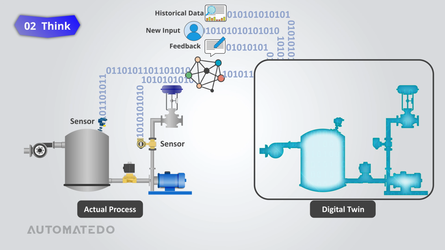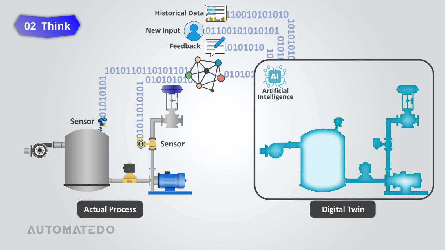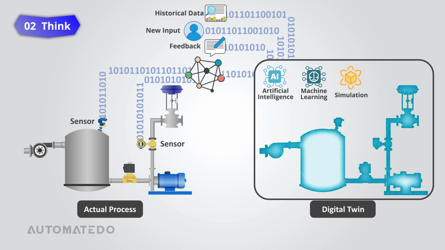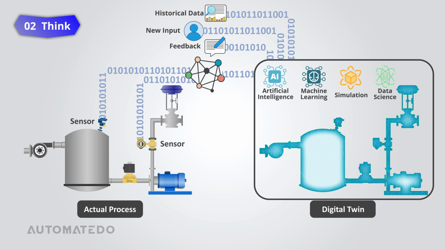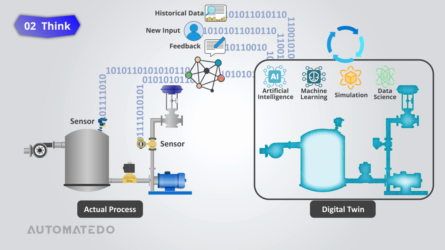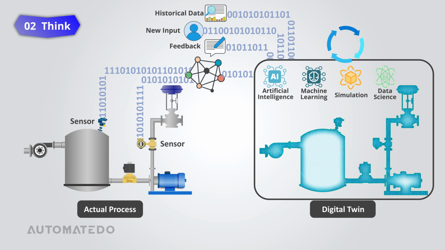Now that you've got your digital twin, it's time to put it to work in the think stage. The twin taps into some seriously cool tech. Think artificial intelligence, AI, machine learning, ML, simulations, data science, and control systems. With all this brain power, it can play out what-if scenarios such as what if you tweak the design, what if time passes or conditions change.